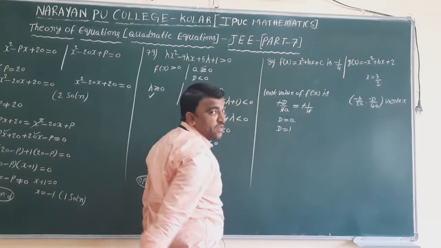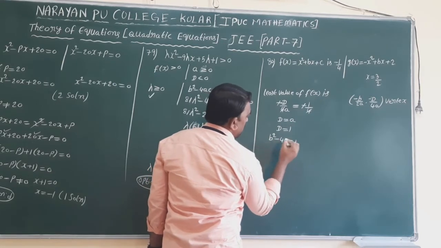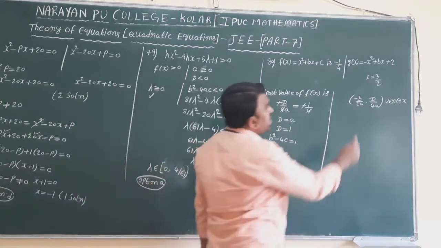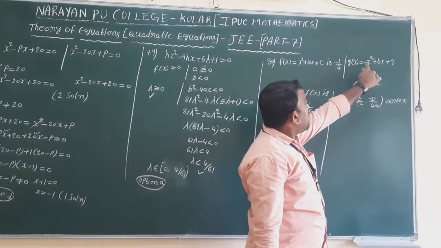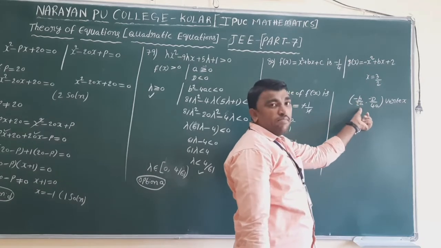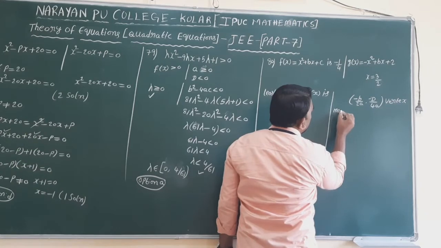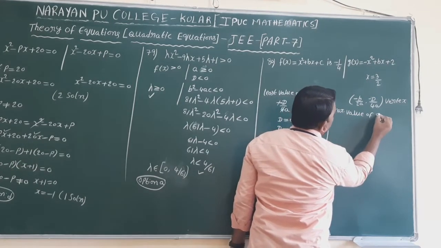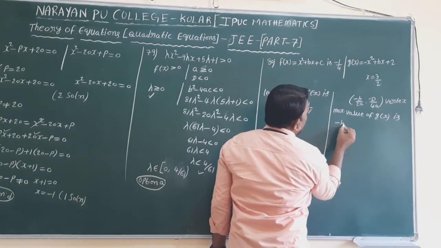D is nothing but the discriminant. B square minus 4c equal to 1. That is from f of x. Next, g of x. What did they say about the maximum value of g of x? Whenever a is less than 0, the maximum value will occur at minus b by 2a. So the maximum value of g of x is minus b by 2a.